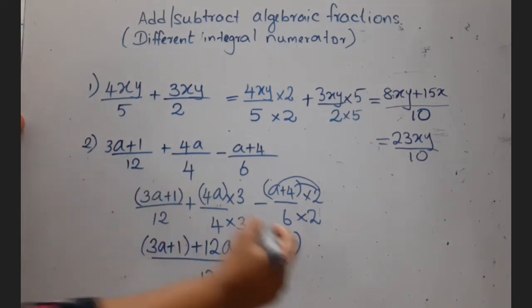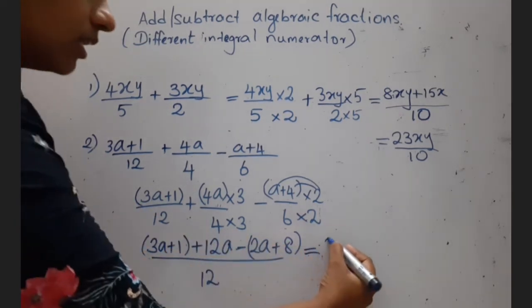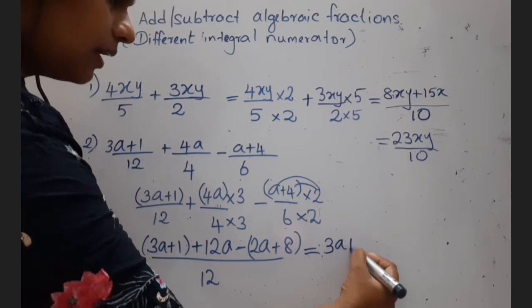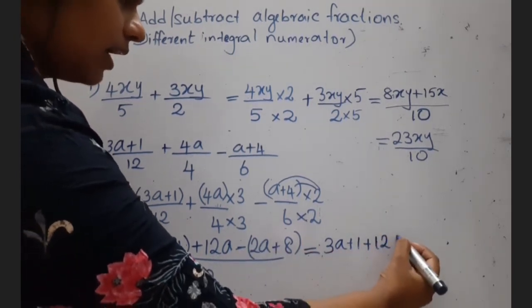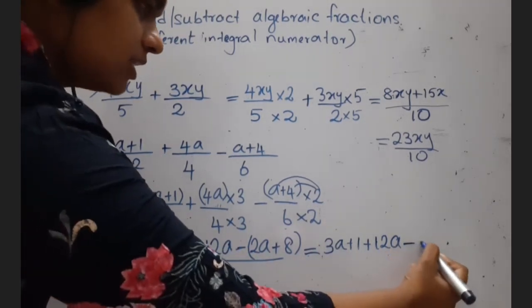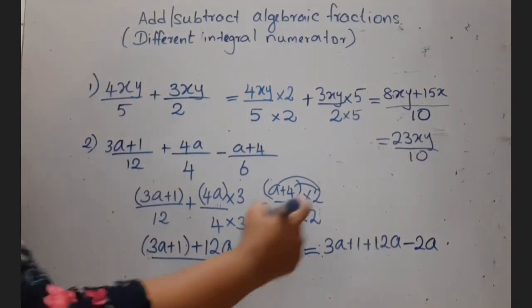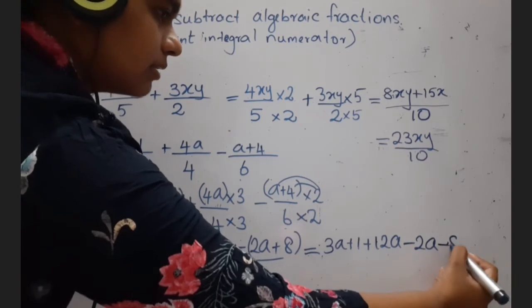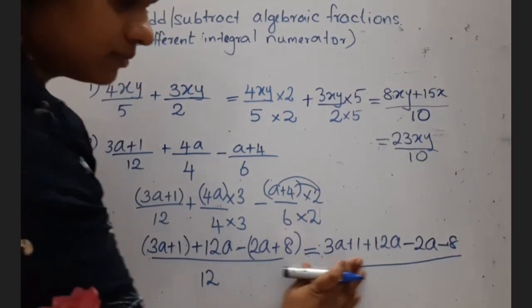Okay, so now let's simplify this by removing the brackets first. So 3a plus 1 plus 12a. So minus into plus, negative into positive becomes negative 2a. Negative into positive becomes negative 8. Now below it's going to be 12.